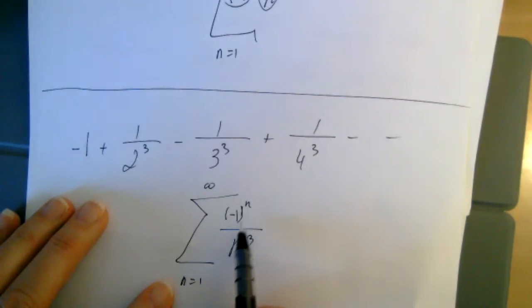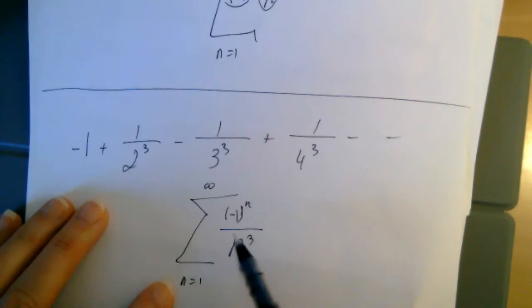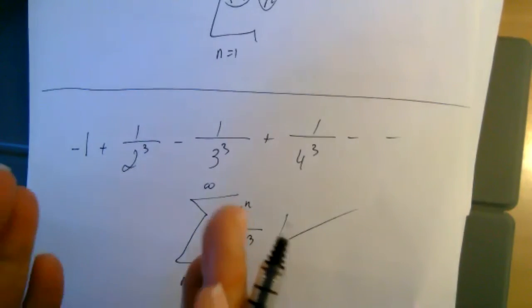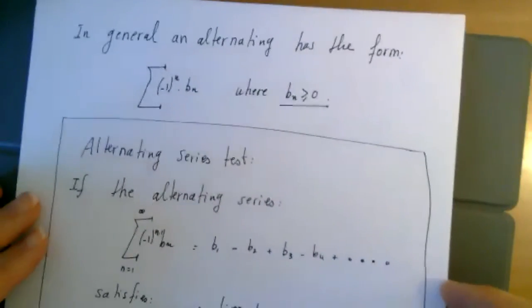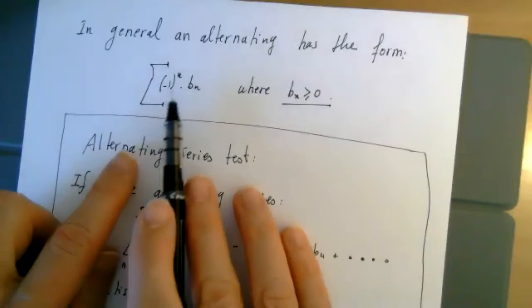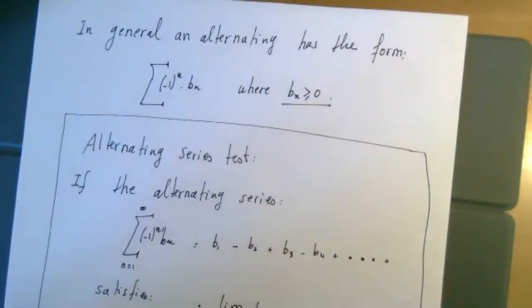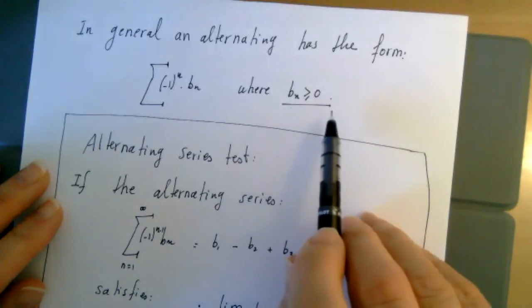If n is 1, I'm getting -1 over 1. If n is 2, I'm getting 1 over 2 cubed, it works. So you put (-1)^n and then you check. So in general, an alternating series will have the following form: (-1)^n or (-1)^(n-1), depending on the problem, where the bn are positive, and that's important.